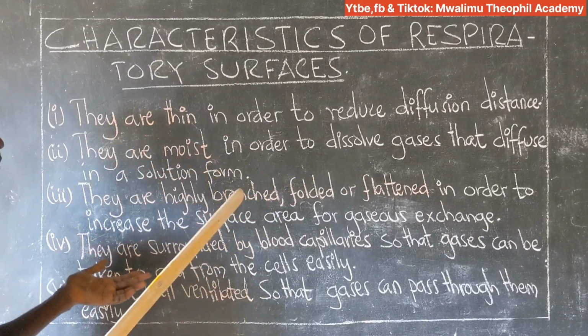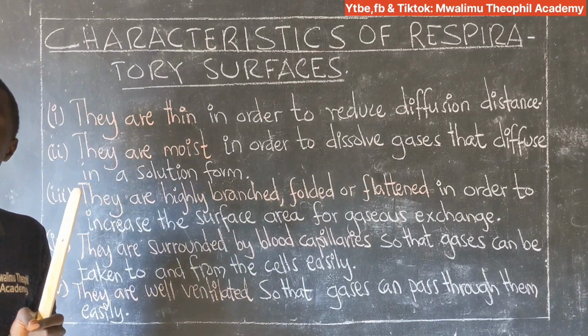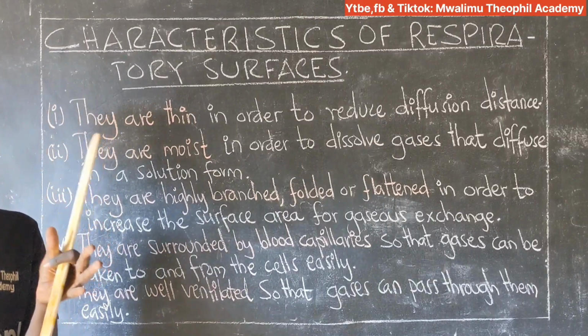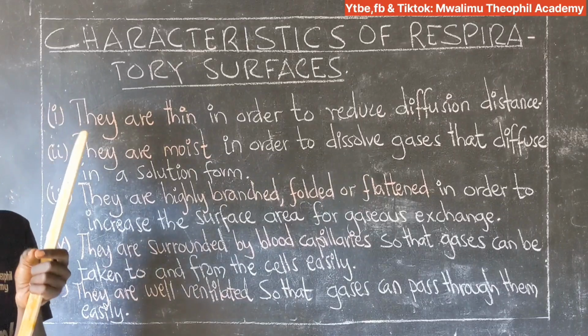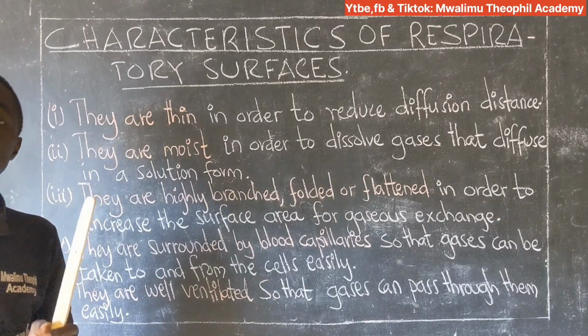A second feature of respiratory surfaces is that they are moist in order to dissolve gases that diffuse in a solution form. So this respiratory surface should be moist so as to dissolve those gases, which puts them in a conducive environment for them to be transported.